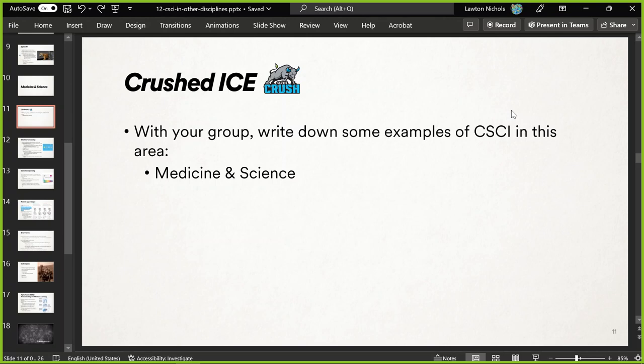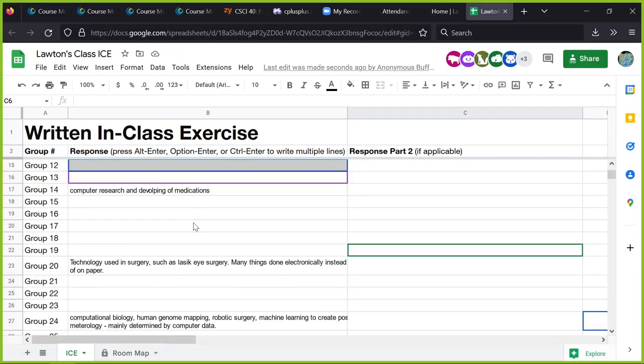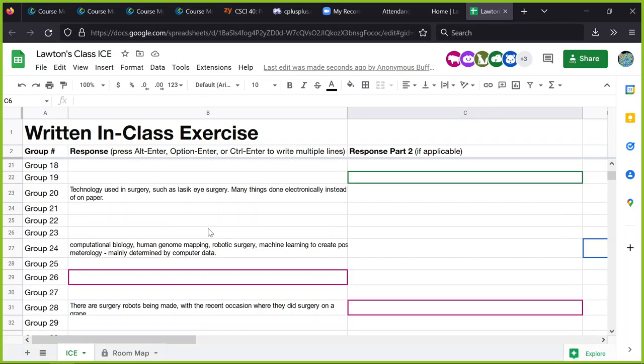So yeah, let's see what we're thinking. What examples of computer science exist in the medical fields, in the scientific fields? What are we thinking? Do we have any good examples in our minds? Yeah, very nice. Thank you, guys.